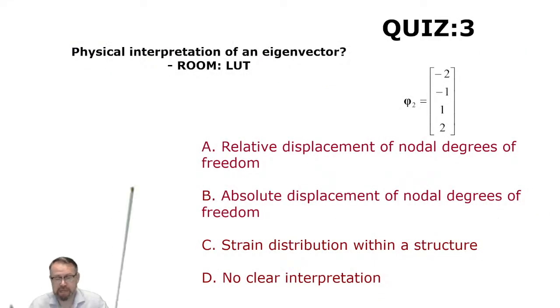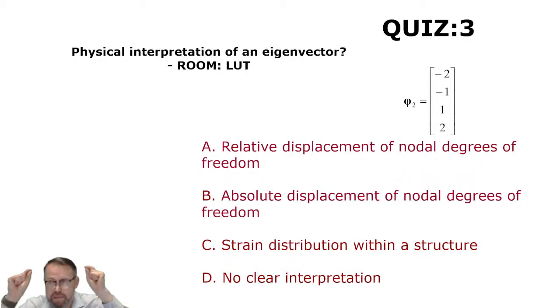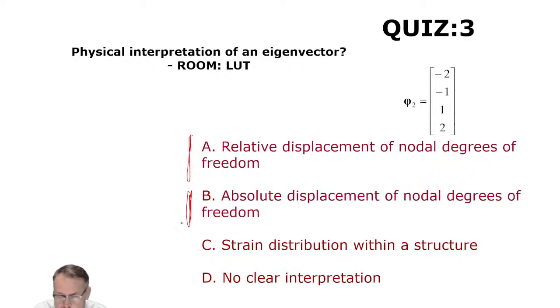All right, this is where I'm going to stop because we need to rush to go have lunch. Physical interpretation of eigenvector. Relative displacement of nodal degrees of freedom. Absolute displacement of nodal degrees of freedom. Strain distribution within the structure. No clear interpretation. Which one is correct?